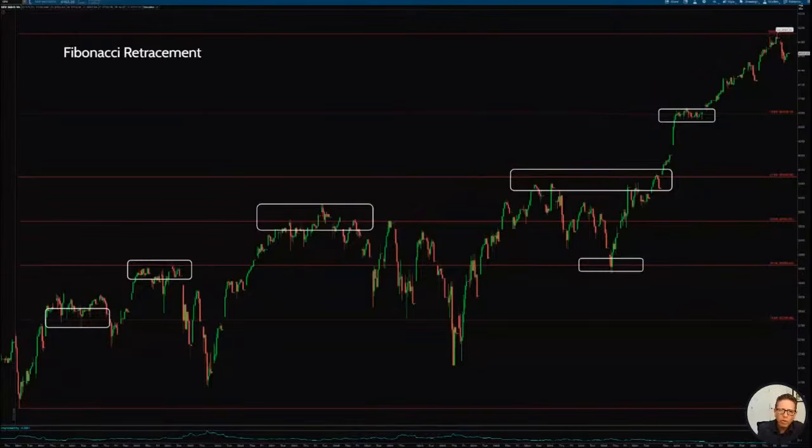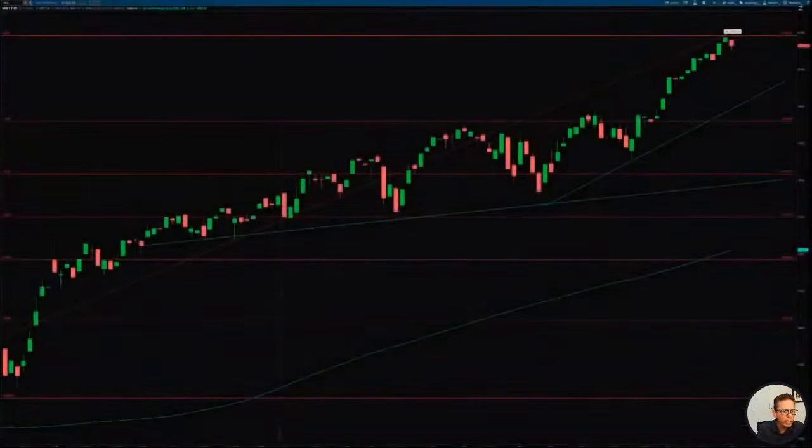Same way I use the daily. This is the daily chart that I use for longer term support and resistance. I'm watching this as well on a daily basis and making sure that we stay within those support and resistance areas. So that's what I got on 7 DTE.